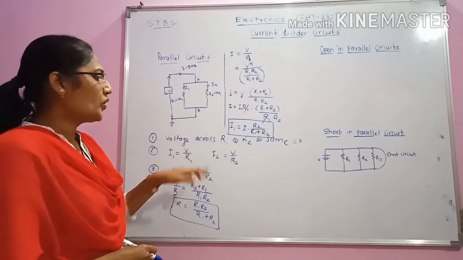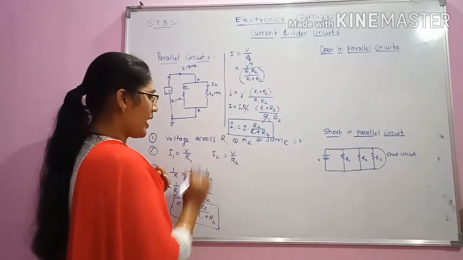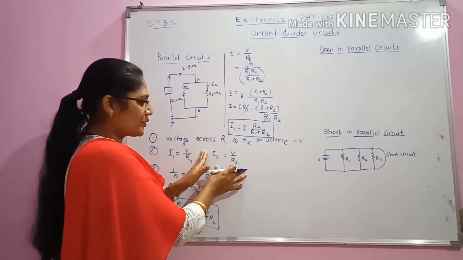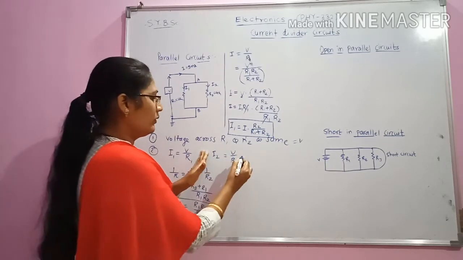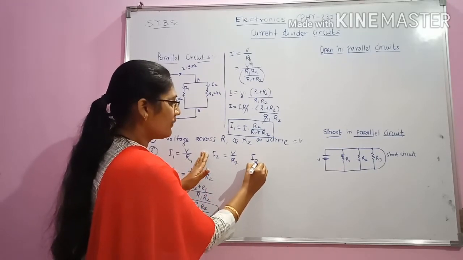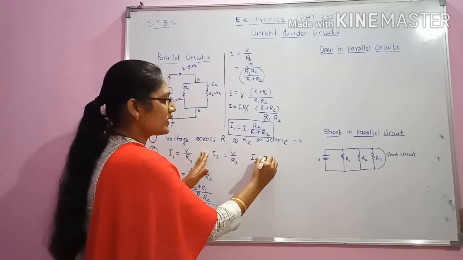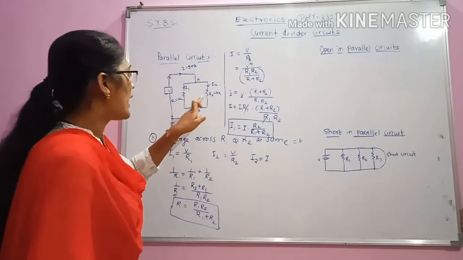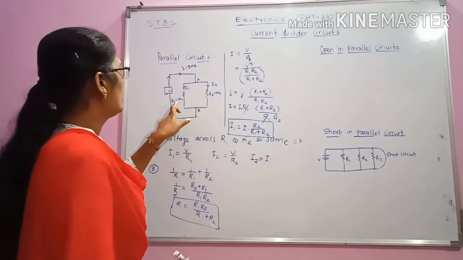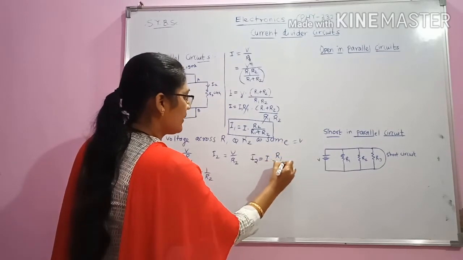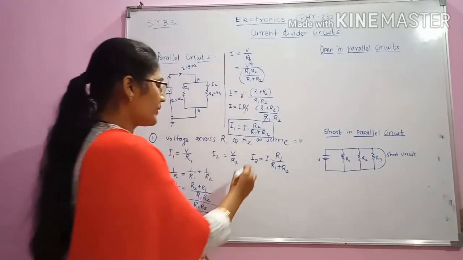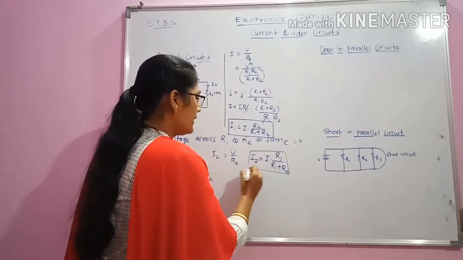In a similar manner, we will find out the value of I2. The value of I2 can be obtained by substituting the value of R2. We will skip this and directly write down the value of I2 as I2 is equal to I into R1 divided by R1 plus R2. So we have obtained the values of I1 and I2.